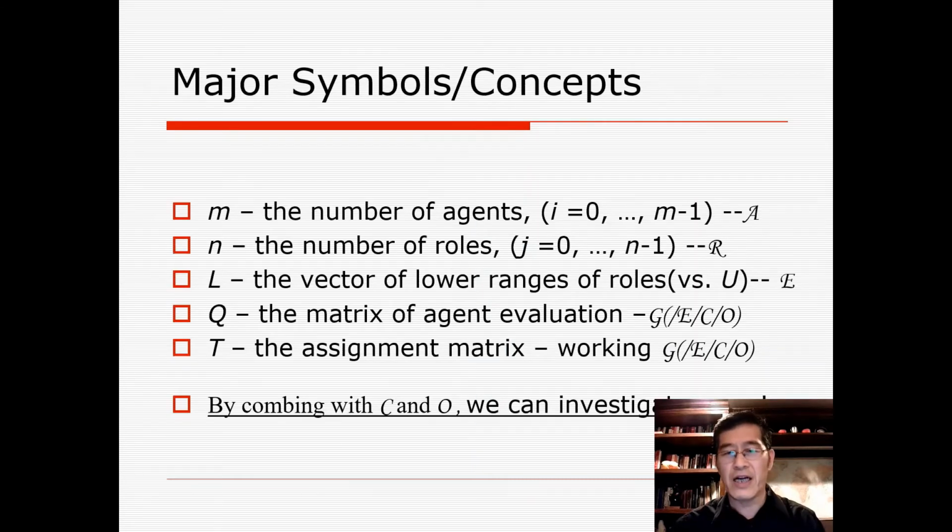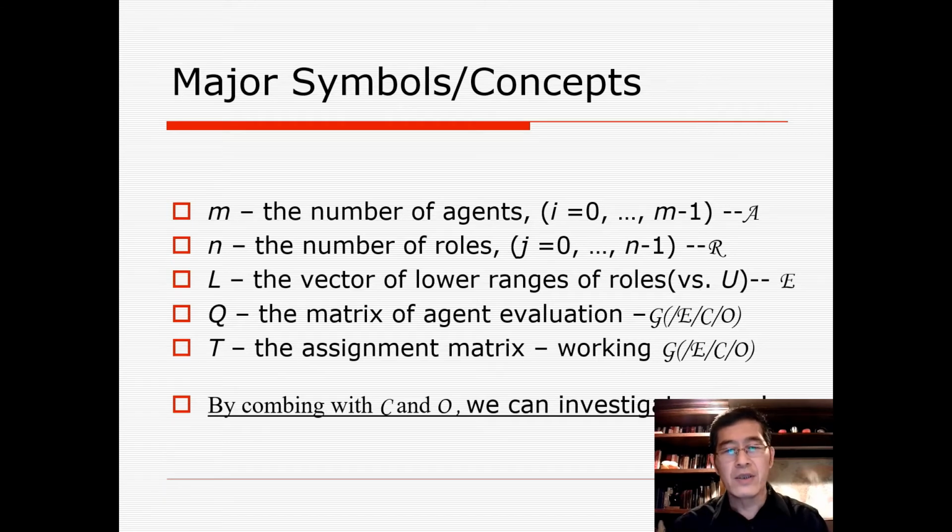So for this GRA, we have to clarify several symbols. M is the number of agents, N is the number of roles, L means for each role how many agents are required, so the number of agents required for each role. Q means the evaluation matrix: for each agent, how well it plays a role. For example, you learn mathematics is 90, you learn arts is okay, 85, like that. And T is the assignment, which means which agent is assigned to which role.